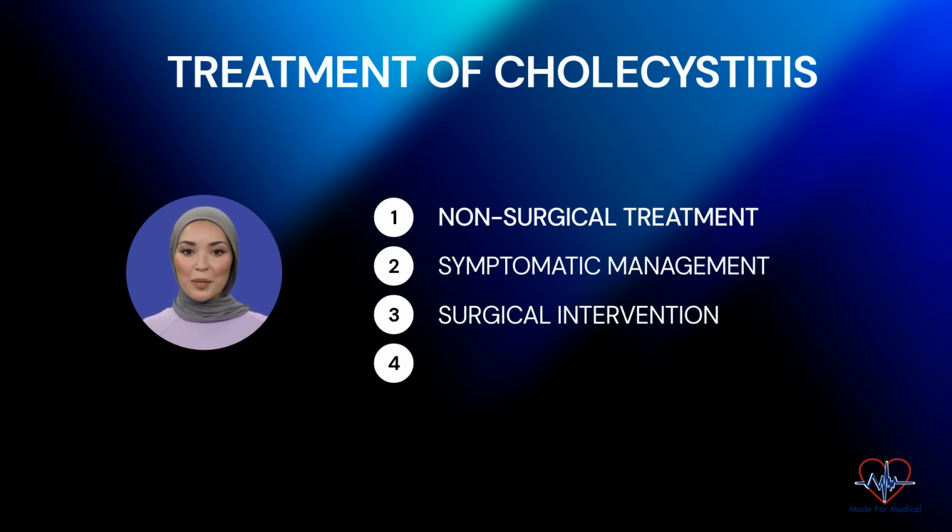In cases of uncomplicated acute cholecystitis, early cholecystectomy within 72 hours of symptom onset is generally preferred. However, in high-risk patients or those with severe illness, delayed surgery after the acute episode is resolved may be considered.